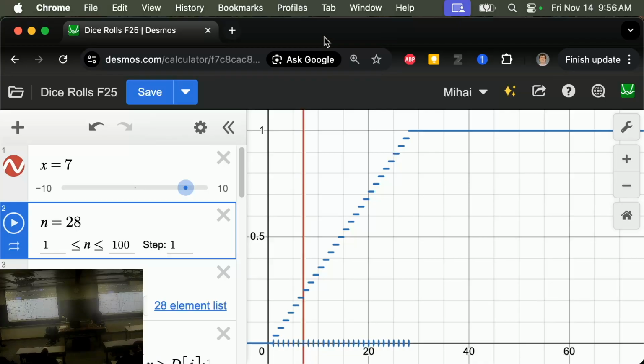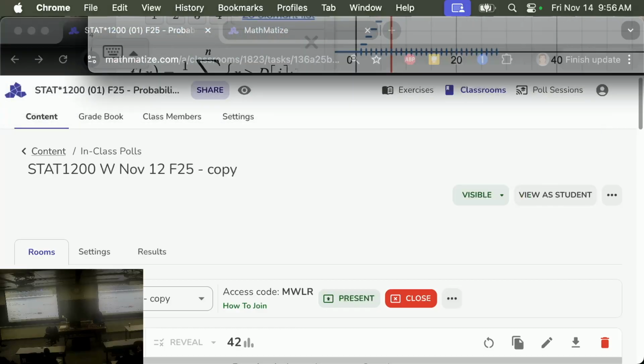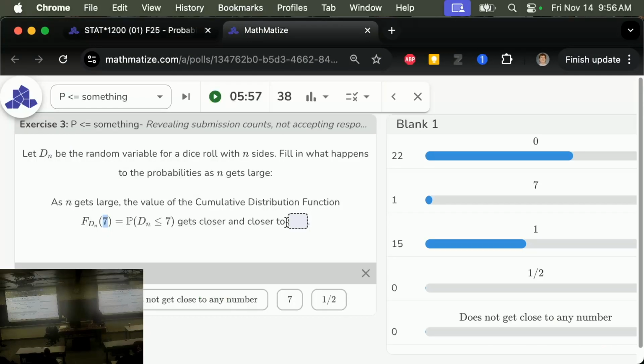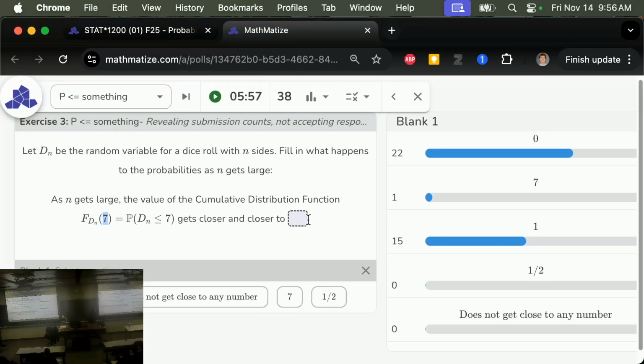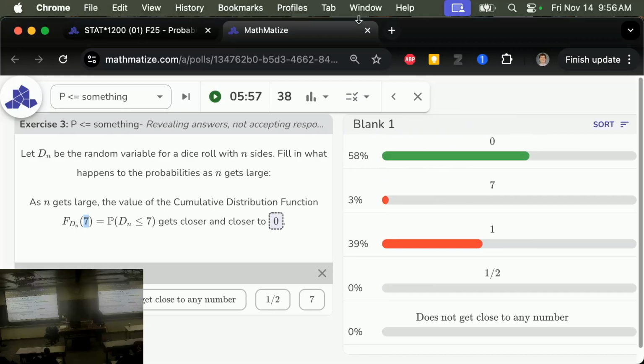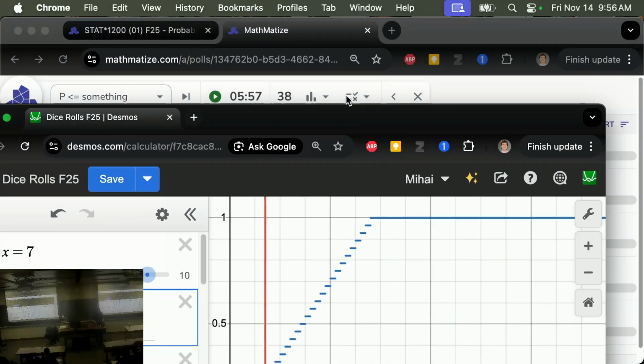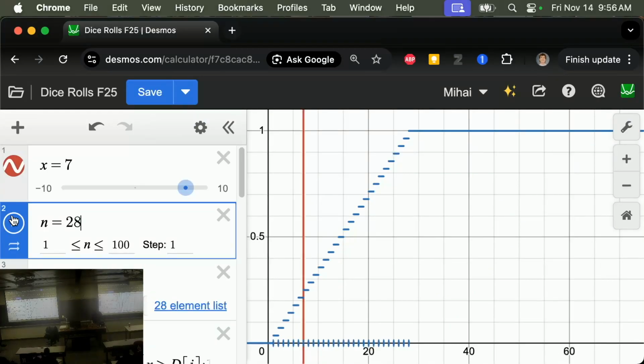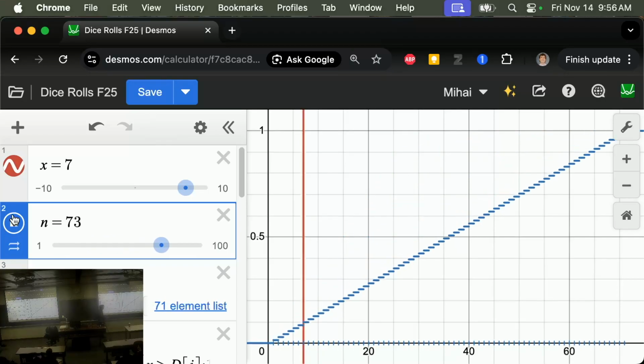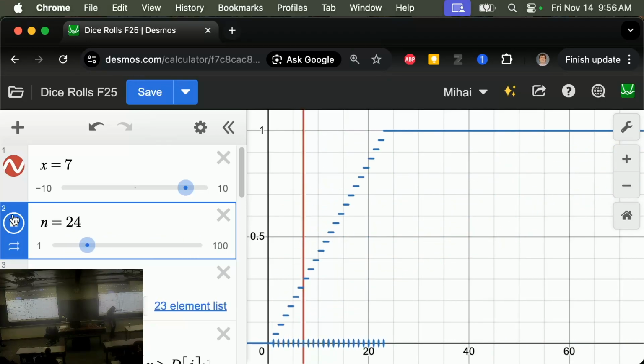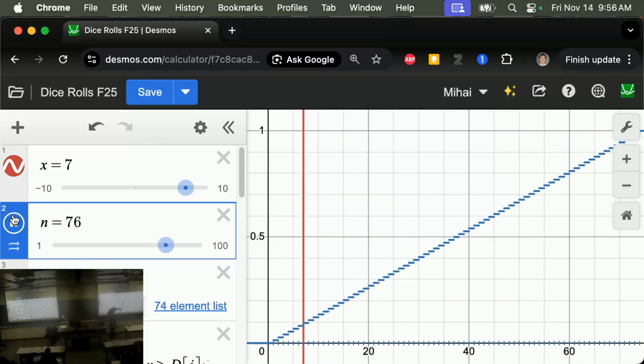Now, we had a split. What was the split before? Most people said 0. 22 out of 38 people said 0. 15 people said 1. What is the correct answer? The correct answer is 0. In fact, you can see if you fix any line, then as we get larger and larger, they're shrinking down. The values at any particular value are shrinking down.